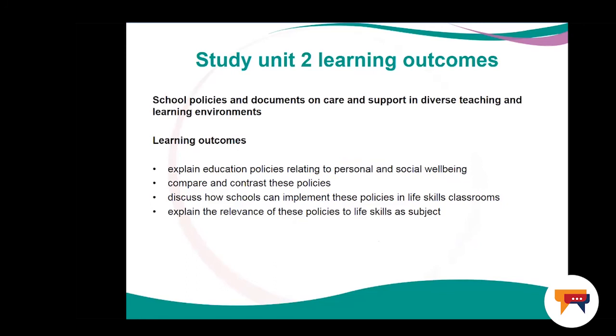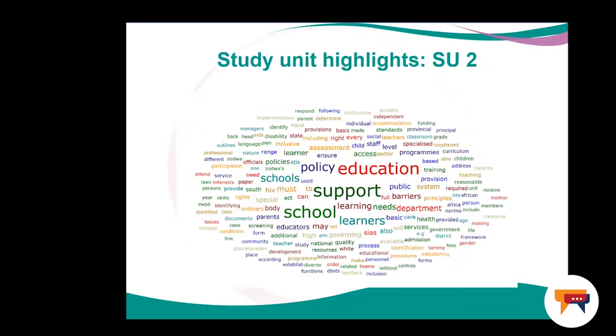Okay. Study unit 2, the learning outcomes, are school policies and documents on care and support in diverse teaching and learning environments. So here we will look at all the South African policies that relate to care and support. You will have to explain education policies relating to personal and social well-being, compare and contrast these policies, discuss how schools can implement these policies in a life skills classroom, and explain the relevance of these policies to life skills as a subject. There again is your word cloud, and given the contents, it's not surprising that the main words are policy and education and support, but we deal with white papers, and we deal with the South African Schools Act, and we deal with the CSTL policy and the role players in education who are involved in care and support, and what those roles are.